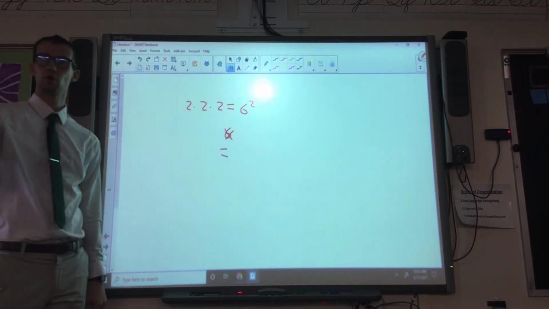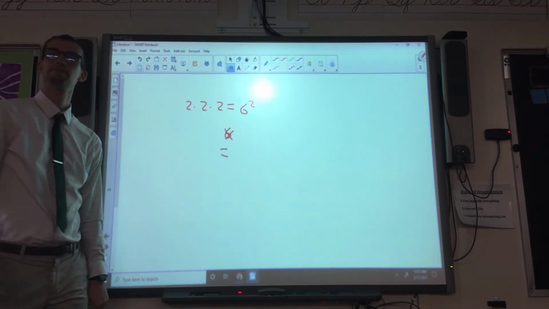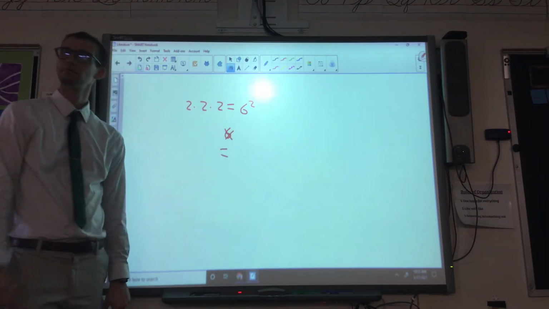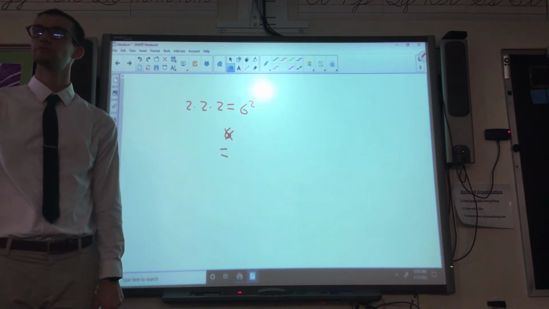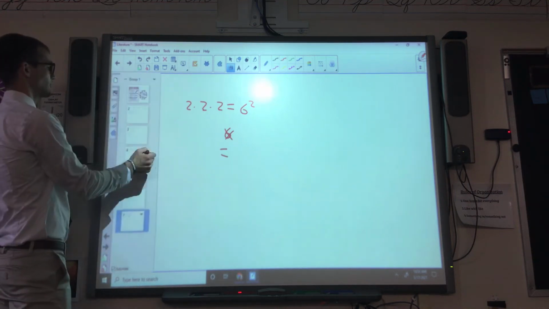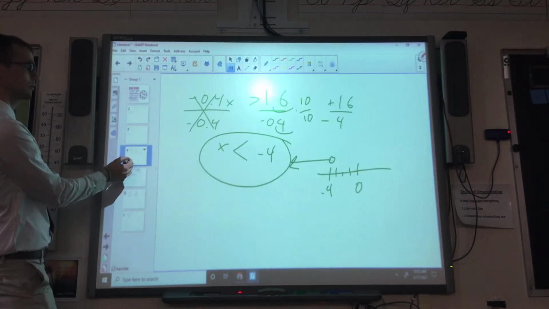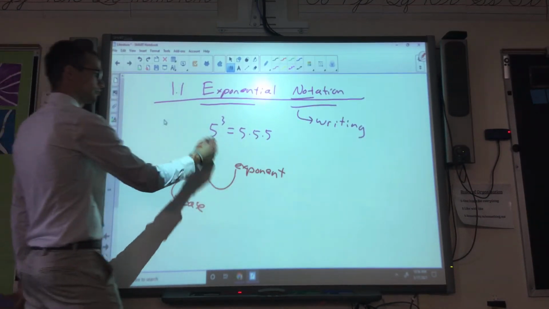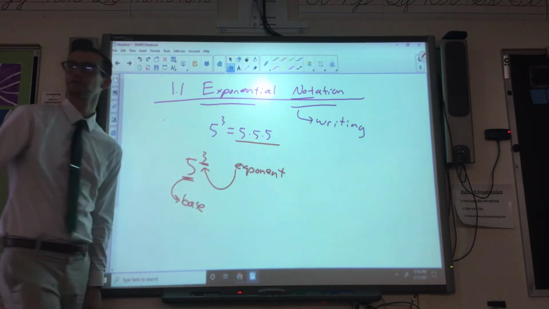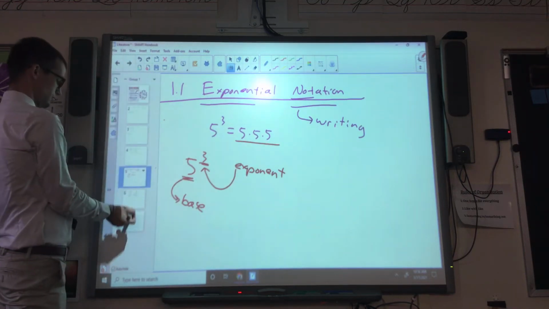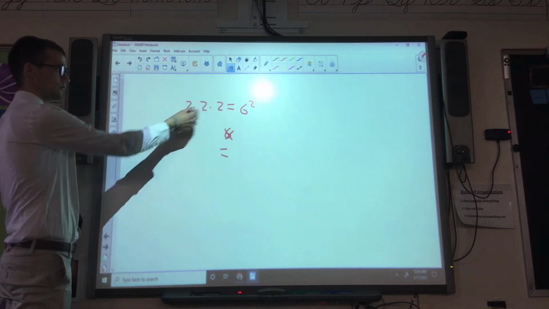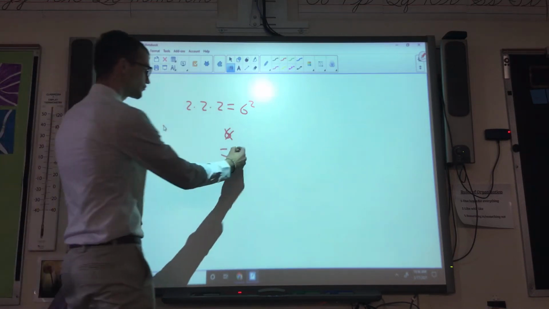Madison already said one earlier. She said 5 cubed is 5 times 5 times 5. So what then is 2 times 2 times 2? 2 cubed.